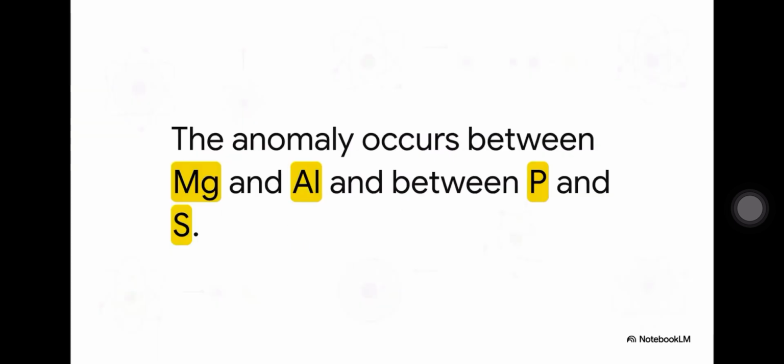Because chemistry wouldn't be chemistry without a few glaring exceptions to the rules we just learned. Nature truly loves a loophole. While the general trend is that ionization energy increases across a period, there are specific points where the energy suddenly dips down when it really should be going up.